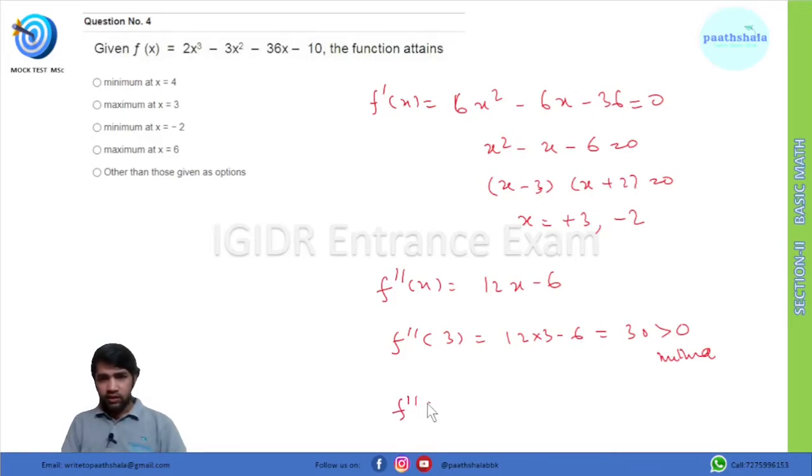And now check f double dash at minus 2. So this will be minus 12 into 2 minus 6. So this is minus 30, which is less than 0. So this will be maxima. Okay, so let's look at the options.